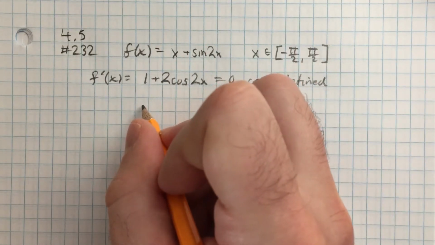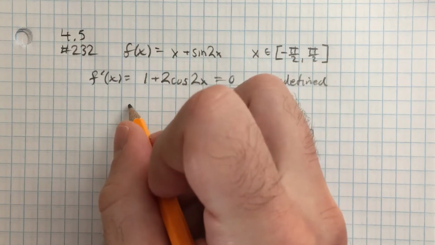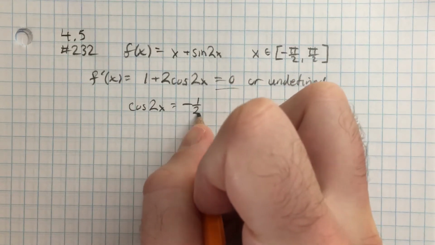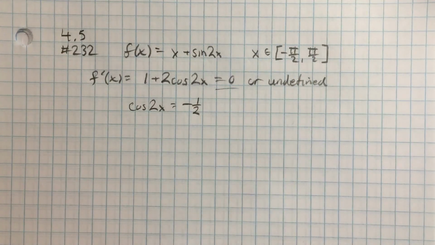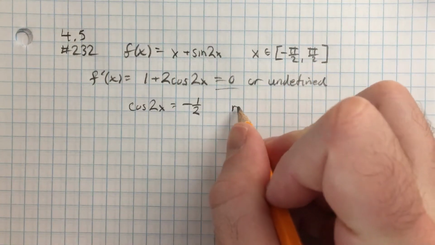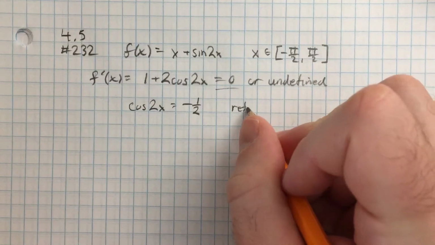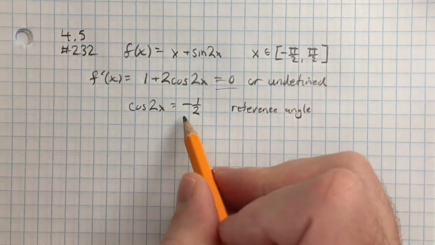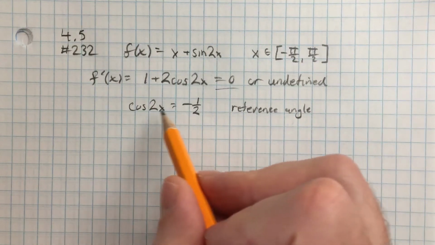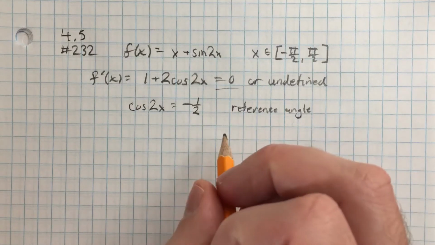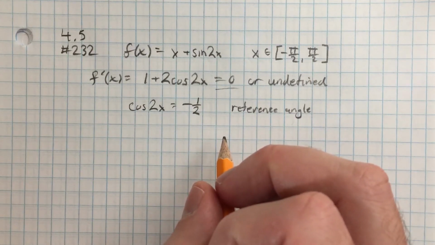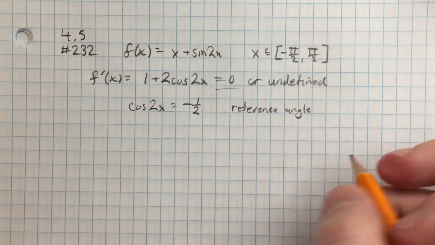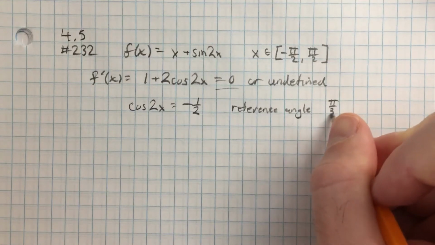So we get that cos 2x will equal negative 1/2. Okay? So cos 2x equals negative 1/2. Therefore, the reference angle that will help us get the solution here is the one from the first quadrant that would make cos equal to 1/2. So we know that cos of pi on 3 is going to give us a value of 1/2. So the reference angle is pi on 3.